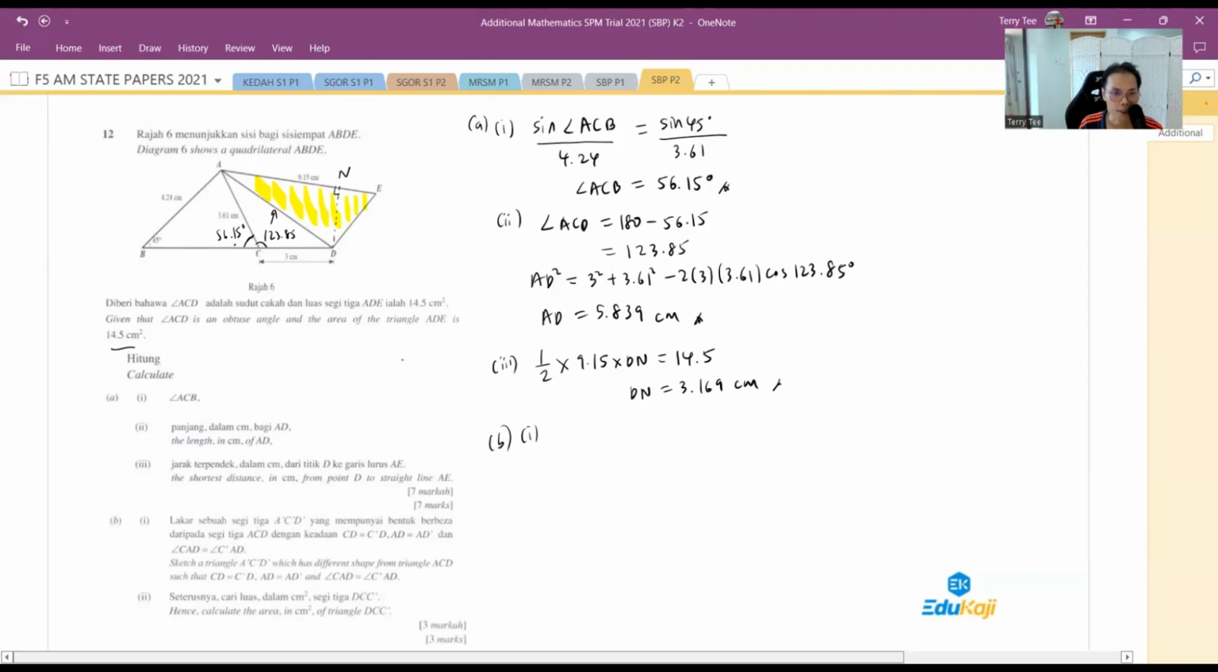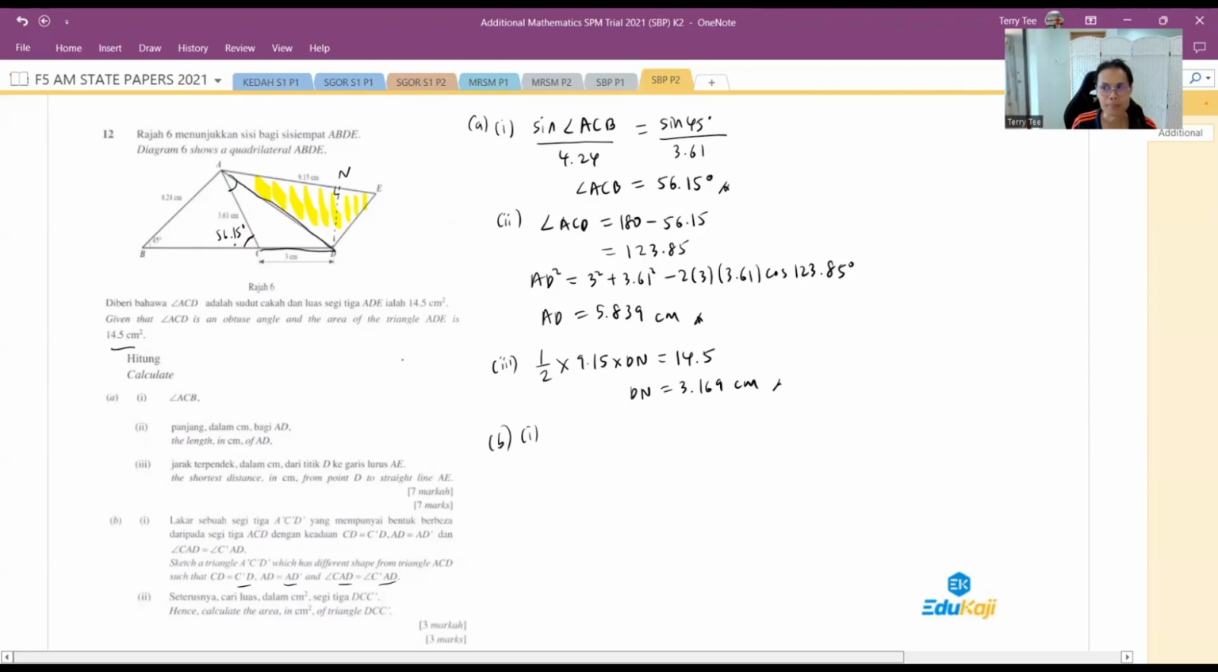Part B, 1. Sketch a triangle A C' D, which has a different shape from the triangle ACD, such that CD equals C'D, AD equals AD, and CAD equals C'AD. First of all, let's rub this off. The length that I need to maintain is CD. I need to maintain CD here. I need to maintain AD here. And I need to maintain CAD, this angle.